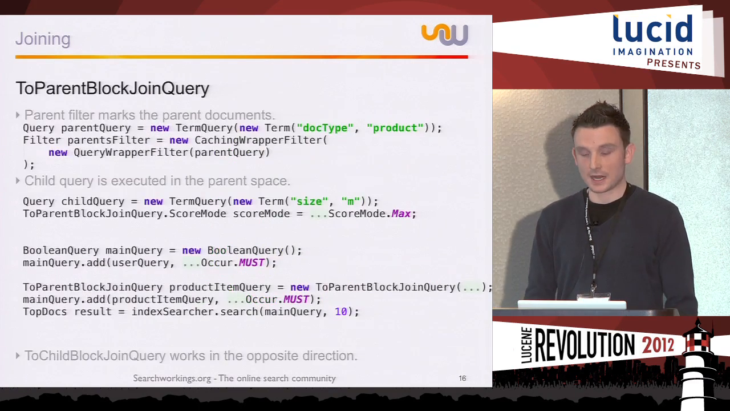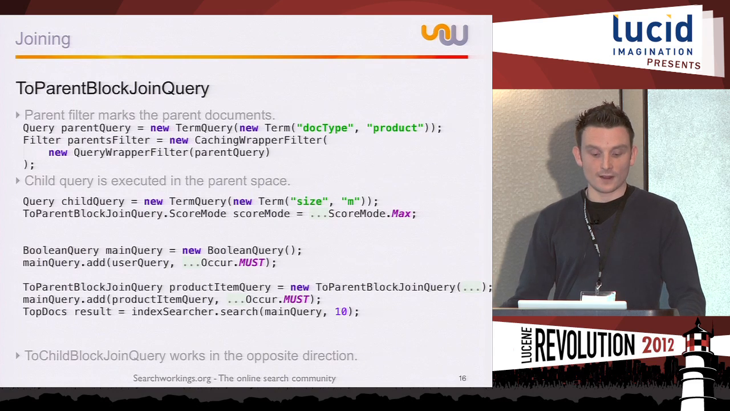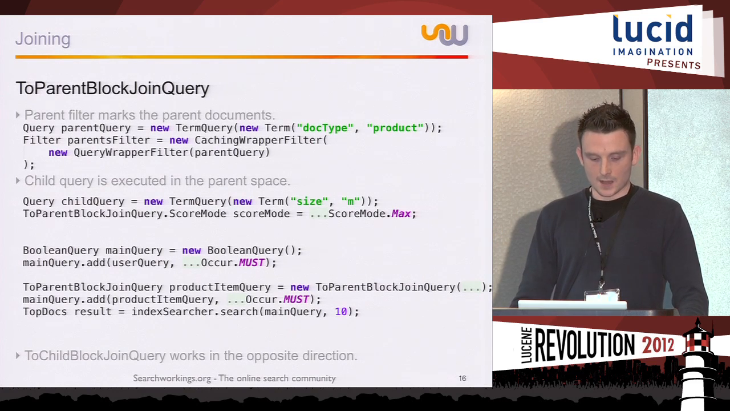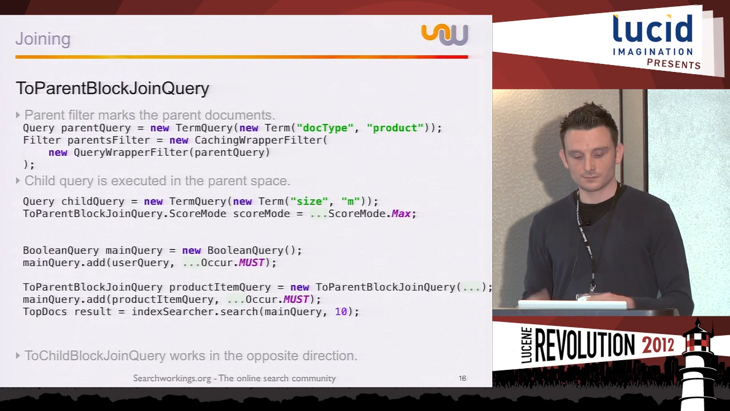So block join query, how can we use this? Basically, you have to mark the parents with a filter. So we create a query and wrap it in a filter. The next thing we do is decide the child query. In our case, we're searching on product items. We want everything with size medium.